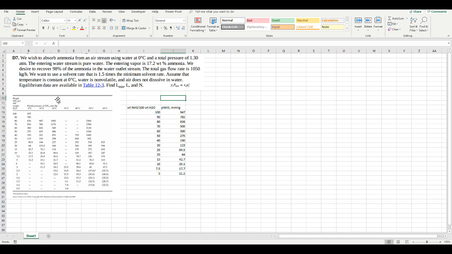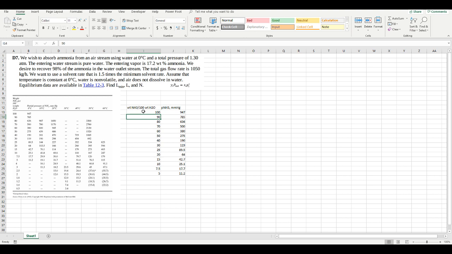We have the equilibrium data here, and the units of the equilibrium data are quite strange. It's provided to us in terms of partial pressure of ammonia, in terms of weight percentage of ammonia per 100 weight of H2O. So this is a bit of an unusual equilibrium, but we're going to have to deal with it.